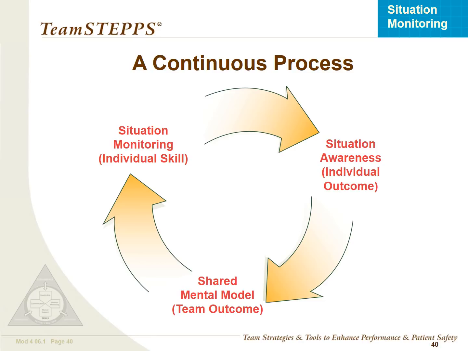Situation monitoring is actually a continuous process that begins with the individual skill of situation monitoring and builds to situation awareness, which is another individual level. So just being aware of what's going on around you and among your other team members is the first thing that needs to happen. So not just being in your own silo or your own little bubble, but also being aware of the team's work overall. That can lead then to a shared mental model, which is the team outcome that we're working towards.